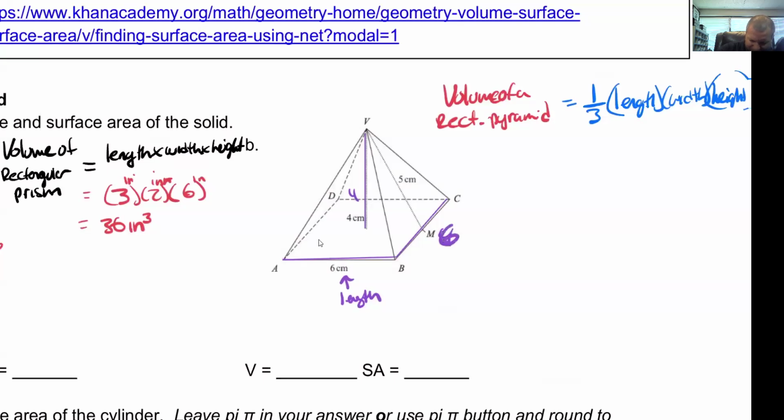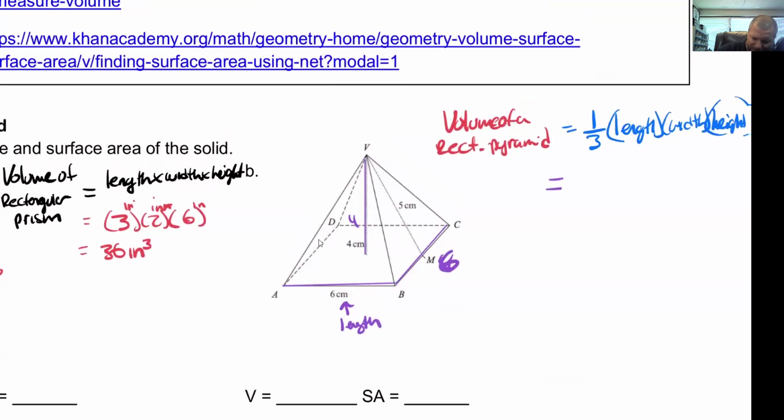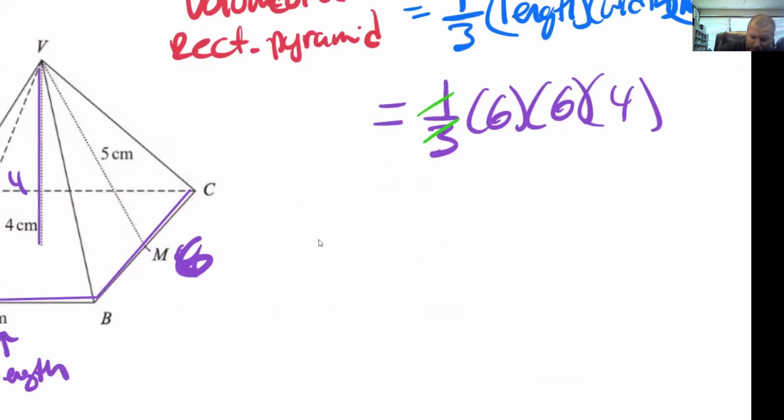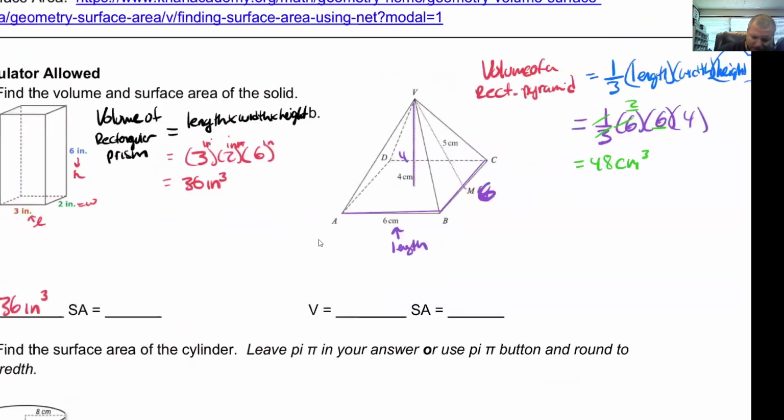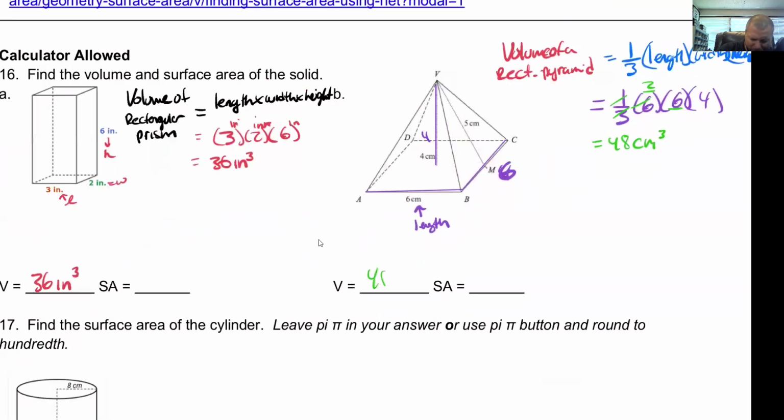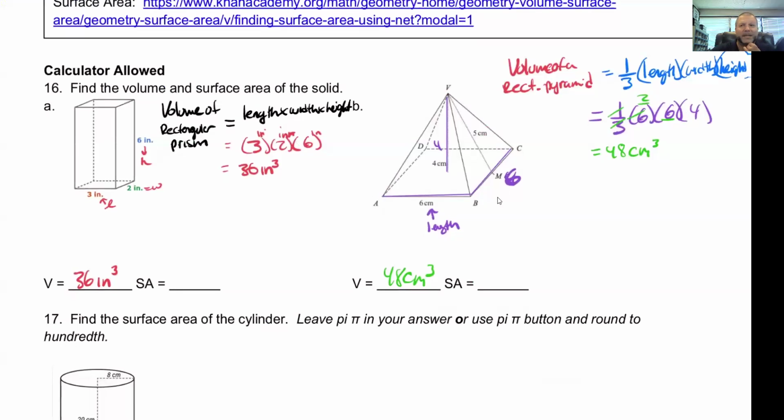So this is also going to be 6, right? So the volume of this thing is going to be 1/3 of 6 times another 6 times their height, which is 4. So I'm just going to cheat a little bit. 1/3 of 6 is 2. 2 times 6 is 12. 12 times 4 is 48. This is going to be 48 centimeters cubed. Again, I don't love this question because they really should tell you that AB and BC are the same. And they kind of didn't. And I don't think you're supposed to find the actual length of BC here.